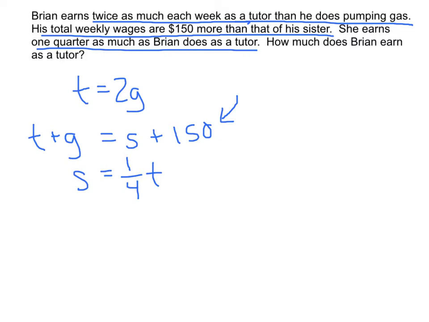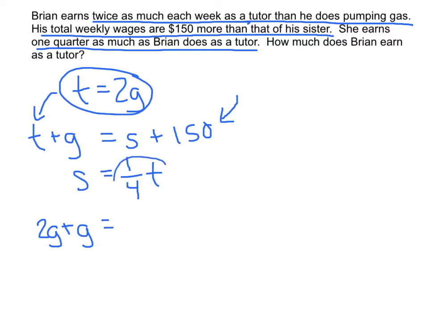So now what I want to do is replace 2 of these variables so that I can have only one variable in one equation. And I noticed here that t is equal to 2g. So I can actually replace t with 2g. Then we have s is equal to 1/4 t. So I can replace s with 1/4 t.